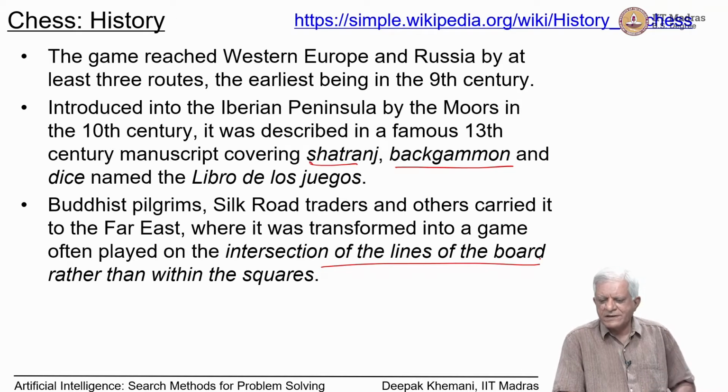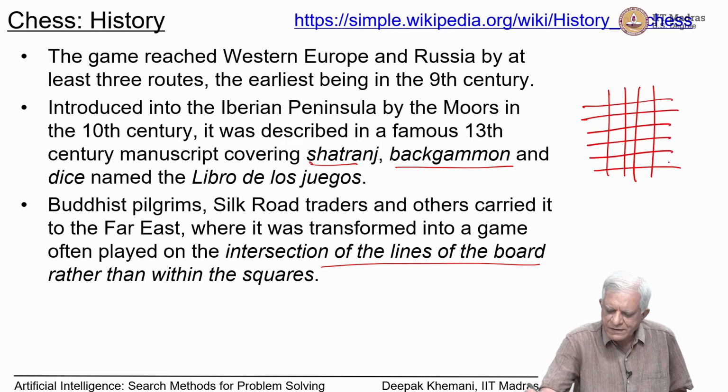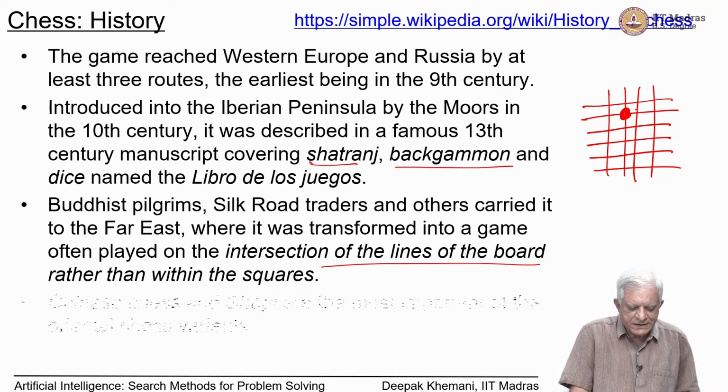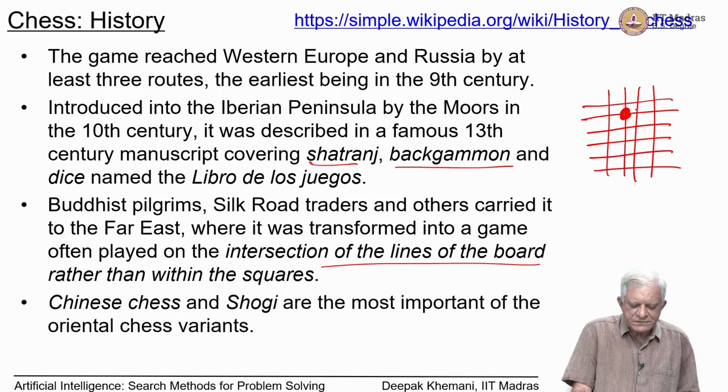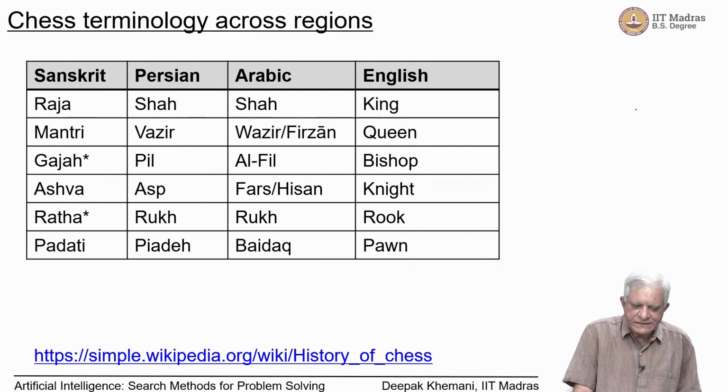So, if you have seen a Go picture, which I will show you in a moment, in chess you place pieces within the squares, but in a game like Go you place them at the intersection. So, you have coins and you can place them at the intersection. So, it kind of got transformed into something like that. Then there are games like Chinese chess and shogi, which are the most important of the oriental chess variants.